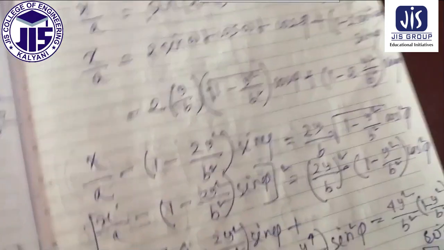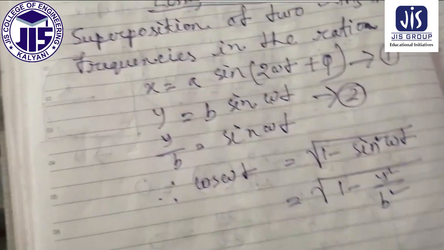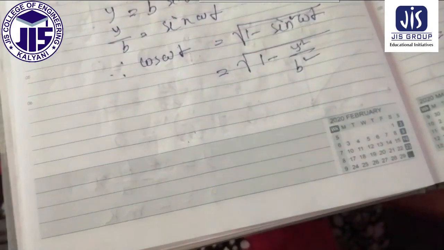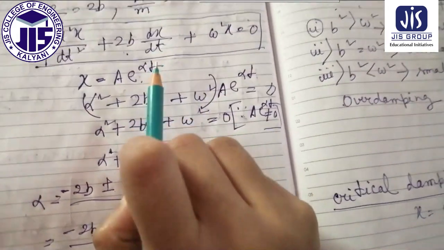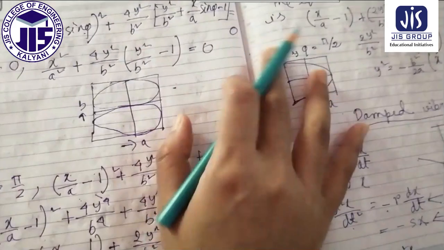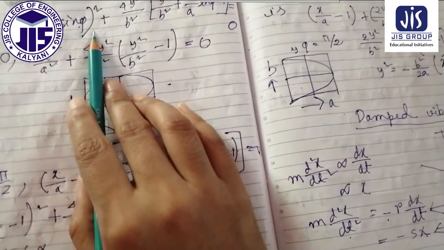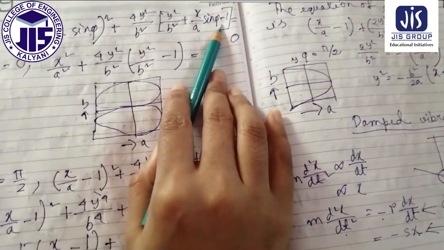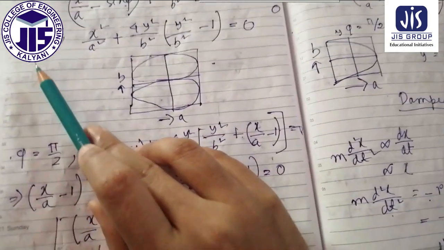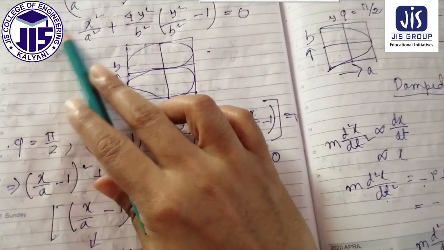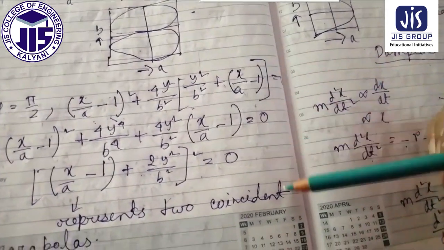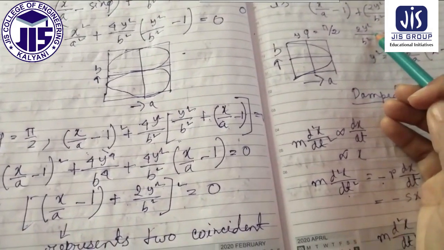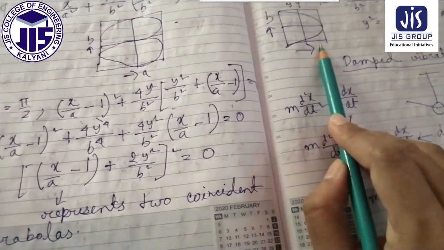First, we had started from the Lissajous figures. We had started from this equation, x by a minus sin phi whole square. This equation we derived in the last class. Then we put here different values of phi, for which we have got different figures, which look like this.